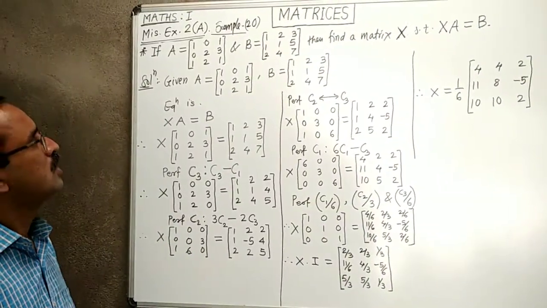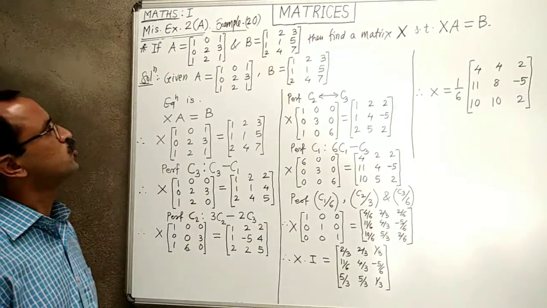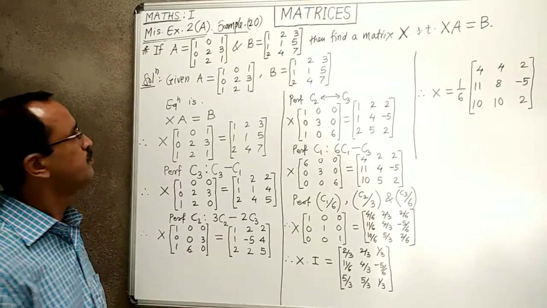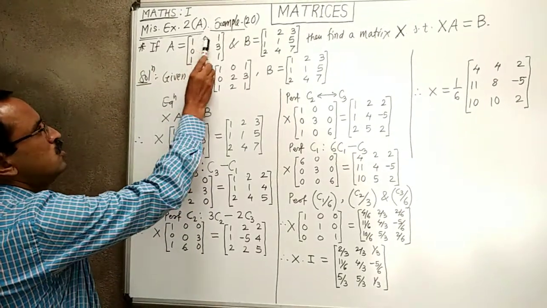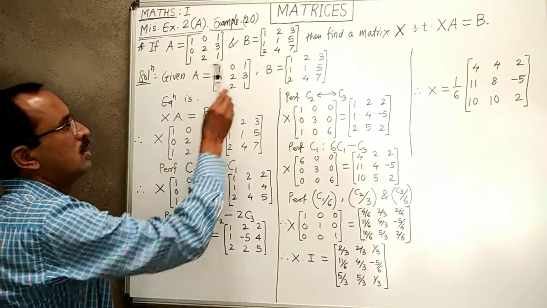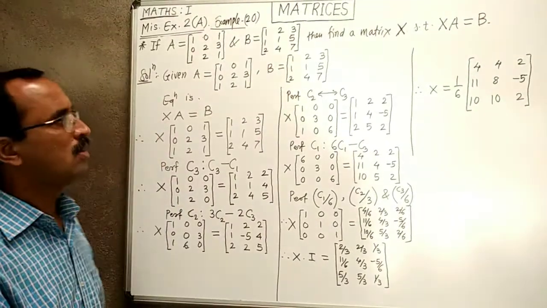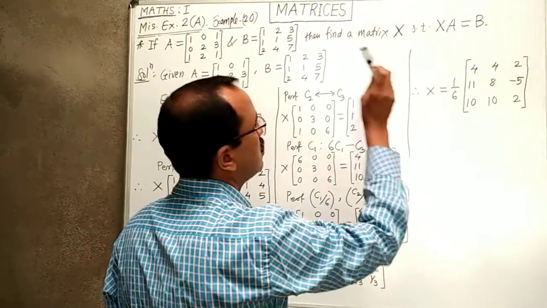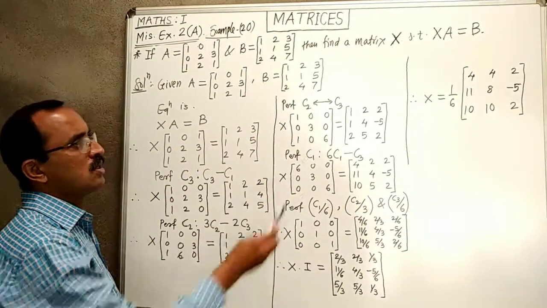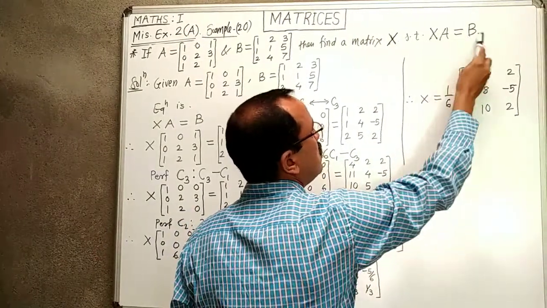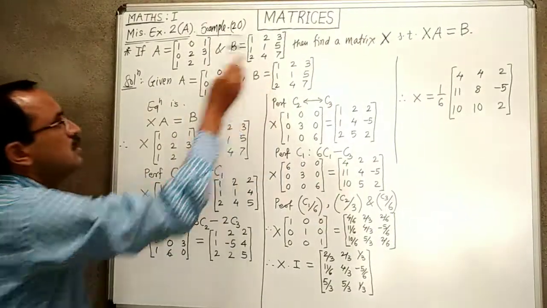Now we will start another example in miscellaneous exercise 2A. Example number 20: if A is equal to the matrix 1 0 1, 0 2 3, 1 2 1 and matrix B is equal to 1 2 3, 1 1 5, 2 4 7, then find the matrix X such that XA is equal to B. Means the given equation is XA is equal to B. In this equation, matrices A and B are given.